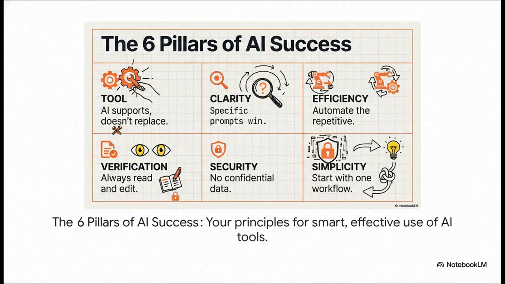So there you have it. Your new AI toolkit is built on these 6 pillars. Remember, it's a tool. Be clear with your prompts. Use it for efficiency. Always verify the output. Keep your data secure and keep things simple. Your toolkit is officially ready to go. So the only question left is, what are you going to automate first?